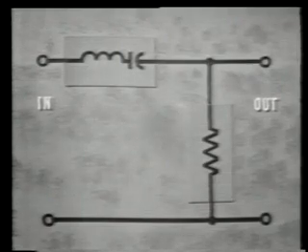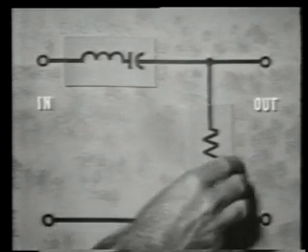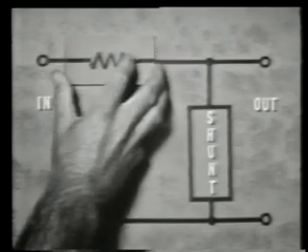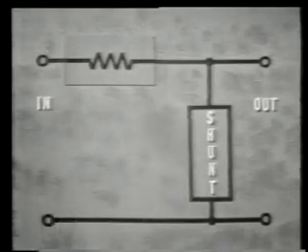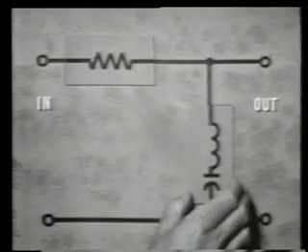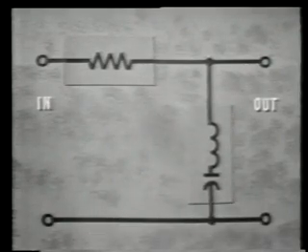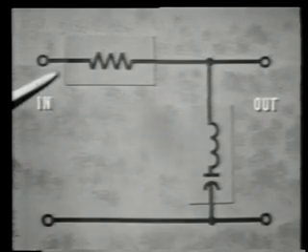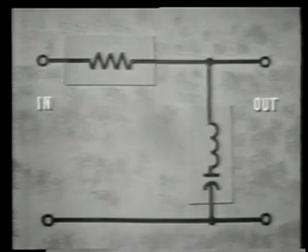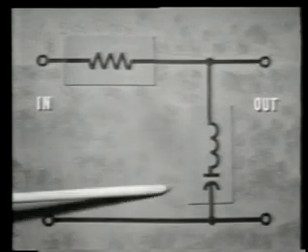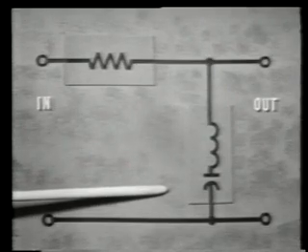Okay, we simply put the resistor in the series position. We're reversing its position, and the LC tank goes in the shunt position, just like that. Now, the series component, the resistor, has no effect on the input frequency because it's not a frequency-sensitive component. However, the shunt component, the LC tank, is frequency-sensitive.